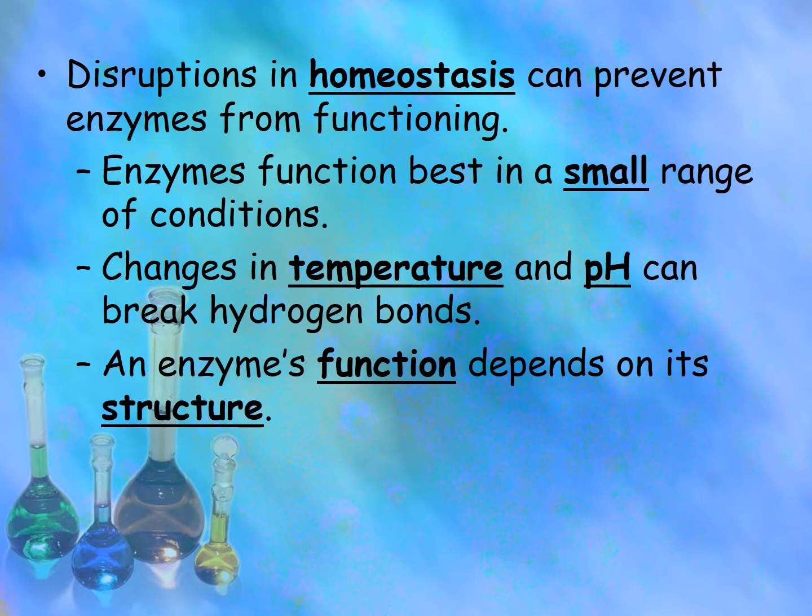Disruptions in homeostasis can prevent enzymes from functioning. Enzymes function best in a small range of conditions. Change in temperature and pH can break hydrogen bonds that are in these proteins, these enzymes. And an enzyme's function depends on its structure. And this is a very key point that will come up again and again, is that an enzyme can only function if it has the right shape. Usually enzymes have only one specific thing that they can do, and they can only do it if they are in the certain shape that they're supposed to be.